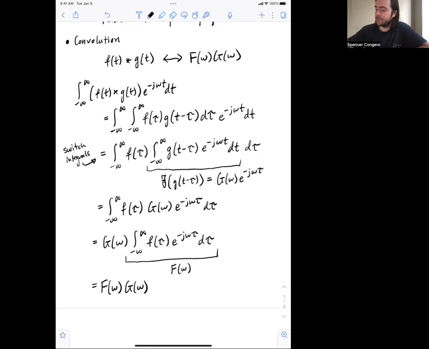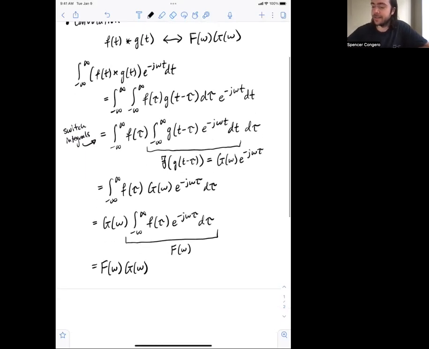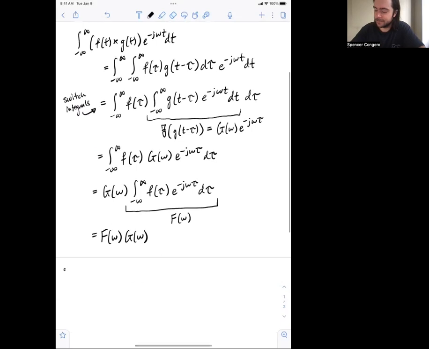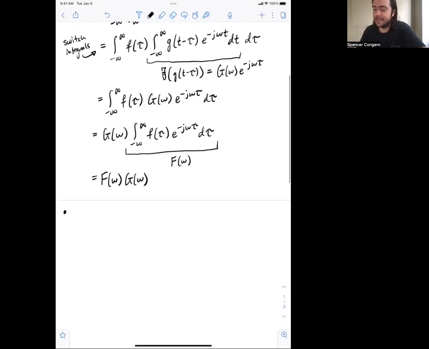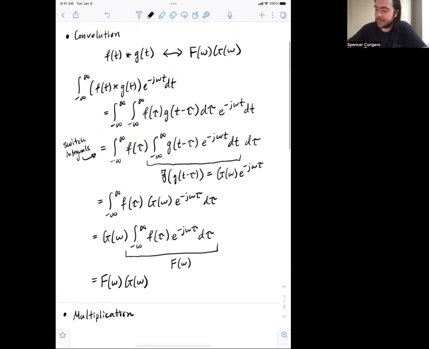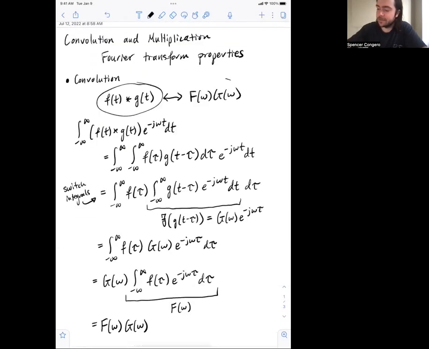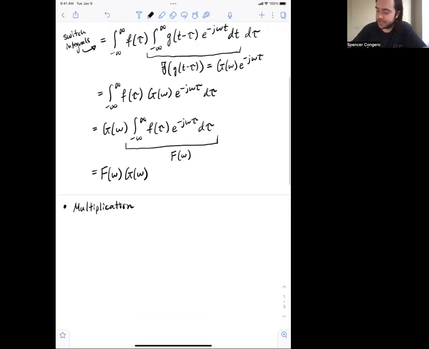All right, and there's one more property that is sort of the opposite to this one in some sense. We're going to see exactly what sense actually in the next video when we talk about duality. But what is the multiplication property? Well, we can see that we have convolution in time and multiplication in frequency. What happens when we have multiplication in time?